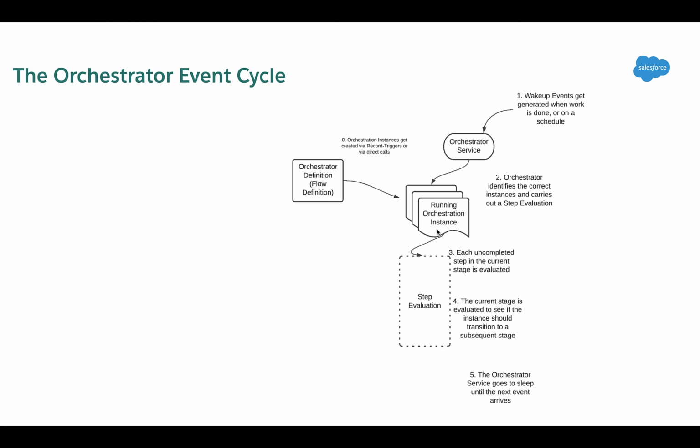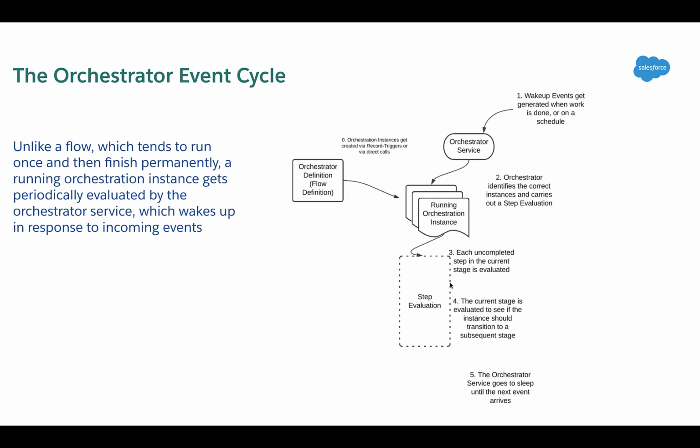And the work is out there somewhere, waiting for someone to work on it or being worked on. And when work is done, events are fired back at the orchestrator service that wake it up, and then it carries out a step evaluation and is essentially checking uncompleted steps and checking the stage to see if the stage should transition to another, different stage, and then the orchestrator service goes to sleep.